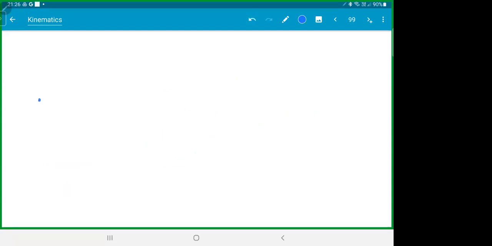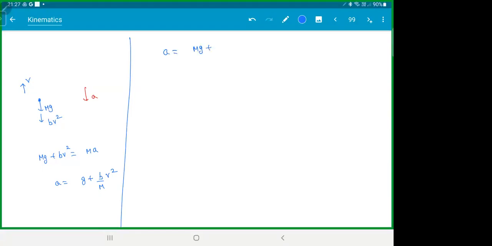So when you're throwing up, what are the forces? Mg, let's say you're going up. And air resistance will be downward, bv square. So we get mg plus bv square is equal to mass into acceleration. The acceleration will be g plus b by m v square. That's your acceleration. So we have a equal to mg plus bv square by m. I can write this as minus v dv by dy, minus because it is decelerating.